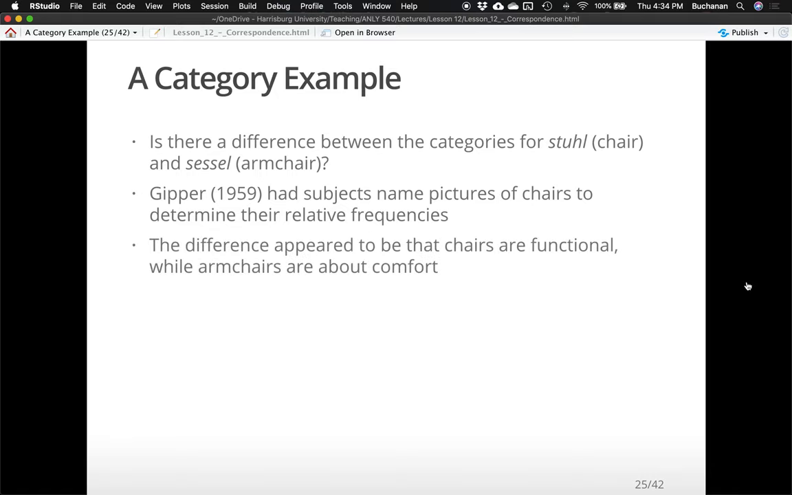And in looking at this work, and then we'll play with an example here, what he found is that things that are labeled chairs are functional, right? So a desk chair is functional, or an office chair, whereas things that are labeled armchairs are more comfort based, like a Lazy Boy, right? What would another word for this be? I can only think Lazy Boy because it's like a Band-Aid, where you can't get past the brand name. Like a big fluffy chair.